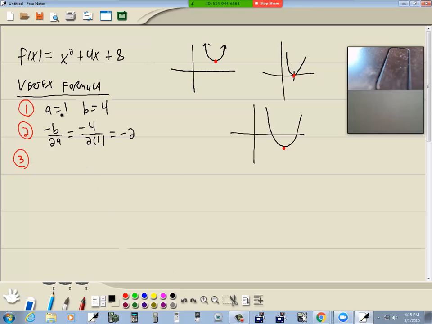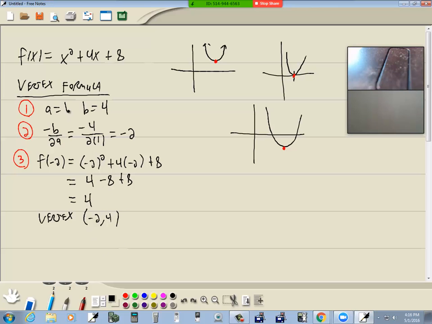Then we want to plug that value back into our original function. So we're going to find f of negative 2. So we'll have negative 2 squared plus 4 times negative 2 plus 8. Negative 2 squared is 4. 4 times negative 2 is negative 8 plus 8. Negative 8 plus 8 cancels, and we got 4. So our vertex is negative 2, 4.